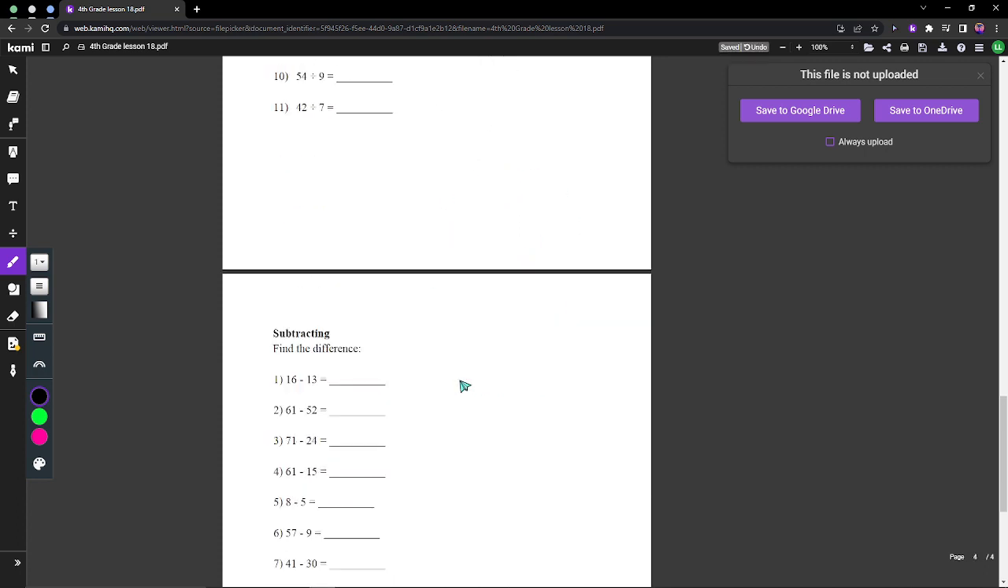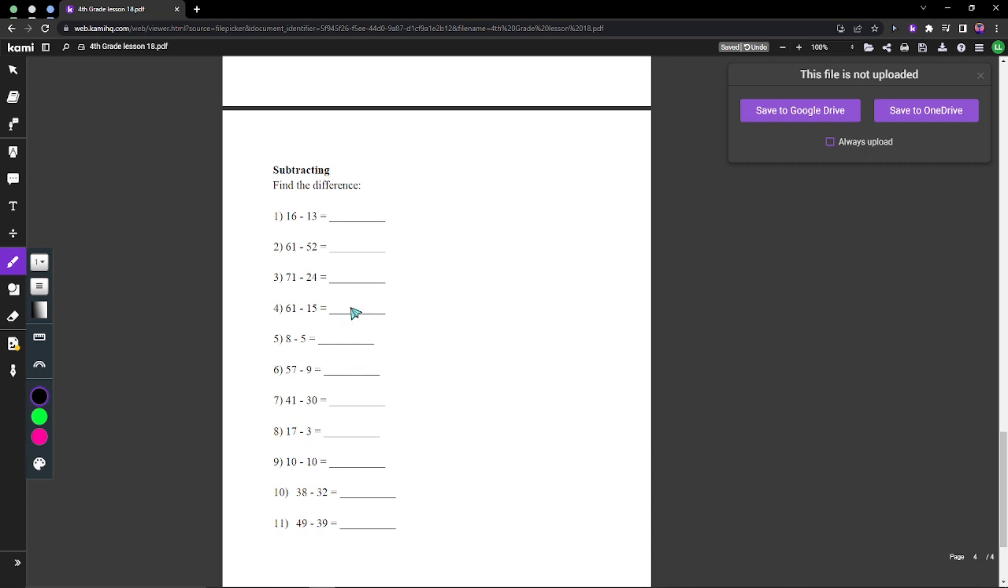Now let's subtract. This one is fairly simple, and so it's just getting used to it and just getting faster at it. So 16 minus 13, we know that's 3. The reason being is 6 minus 3 is 3. 1 minus 1 is 0, so we don't count that. And pretty much it's just 3.